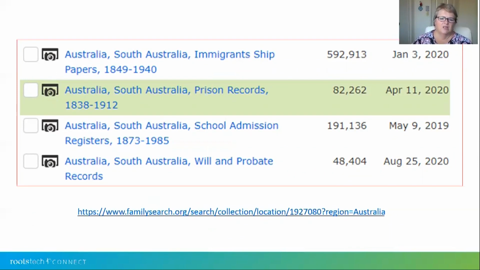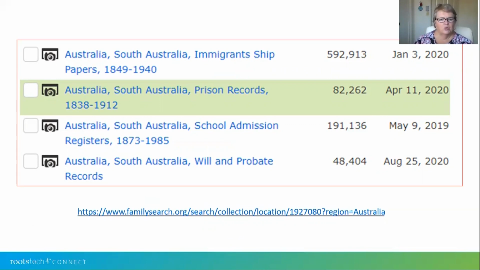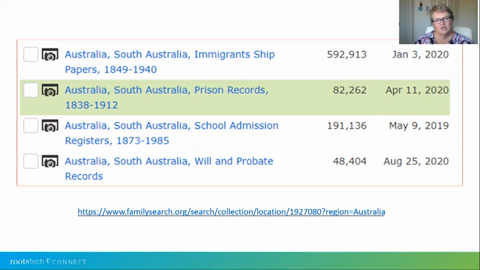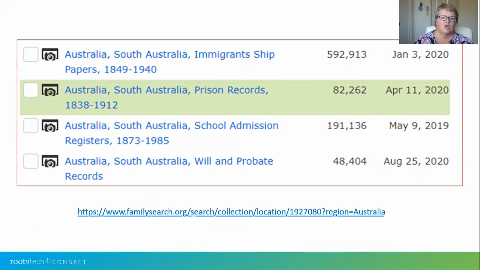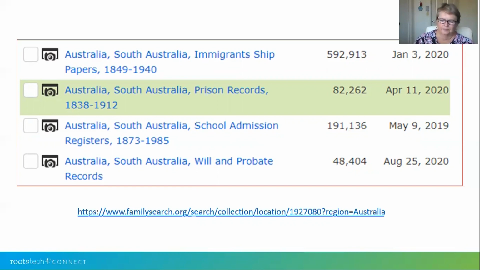you may find them easier if you go to the location Australia in FamilySearch and drill down to South Australia, and you've got immigrant ship papers, prison records, school admission, wills and probate. So you can search them in FamilySearch. If you want other things, you can go back to South Australia and use the catalogue there.